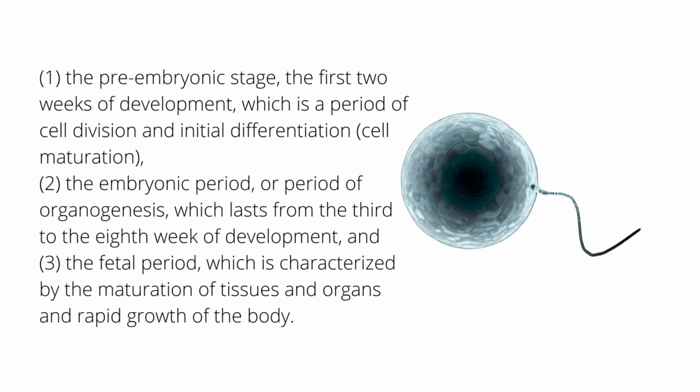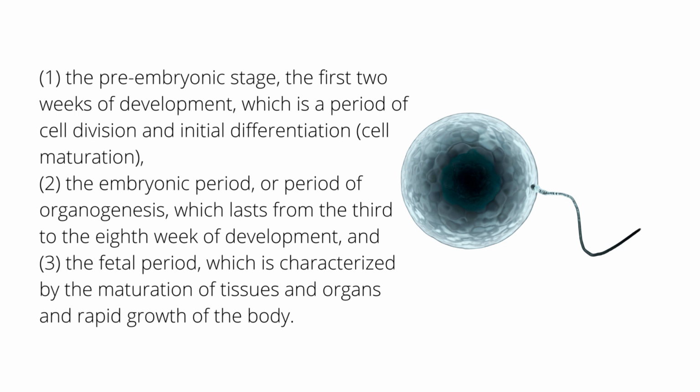The human body, like that of most animals, develops from a single cell produced by the union of a male and a female gamete, or the sex cell. This union marks the beginning of the prenatal period, which in humans encompasses three distinct stages. First is the pre-embryonic stage, the first 2 weeks of development, which is a period of cell division and initial differentiation, or the cell maturation.